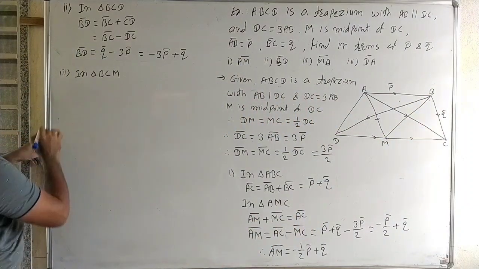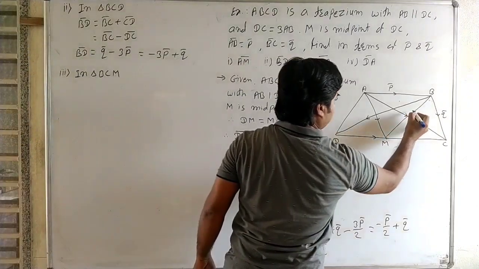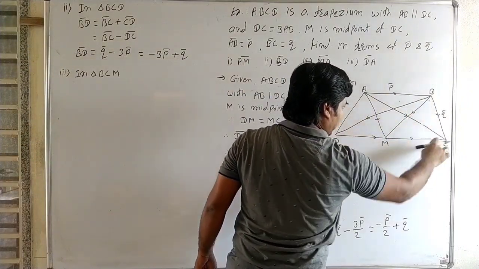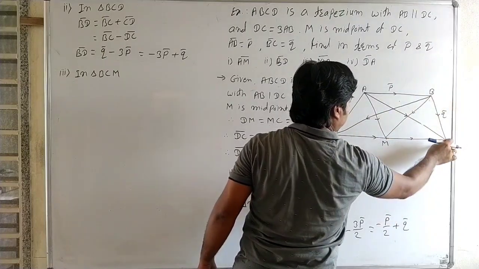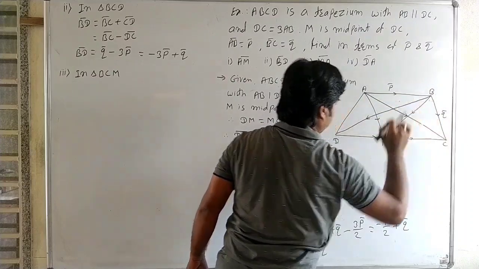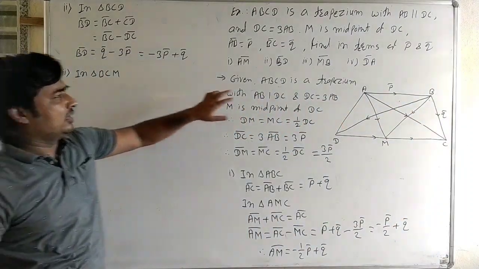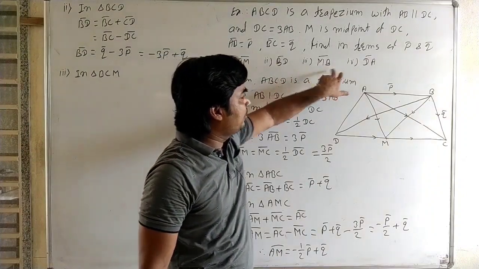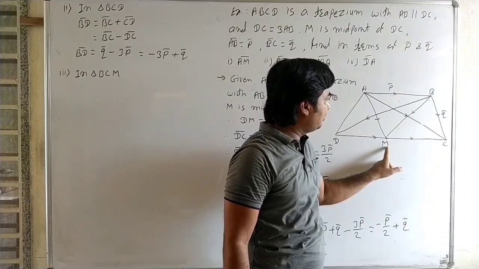Therefore, we want to find MB. So we can write BM plus BC is equal to BC. Anywhere the direction is given, we will find MB. It is BC plus CM is equal to BM.